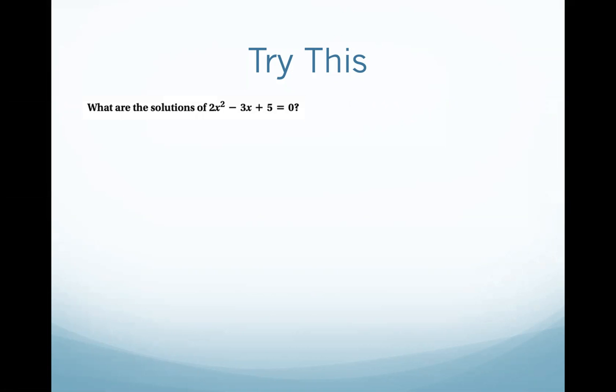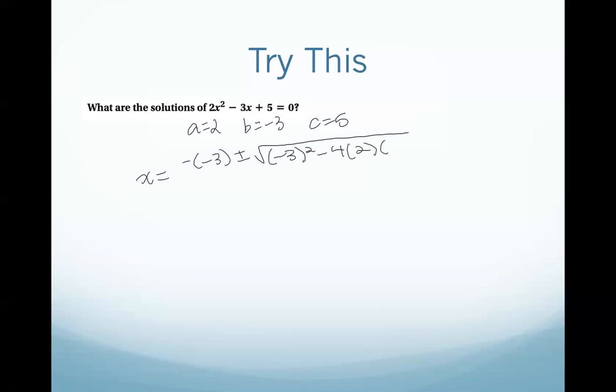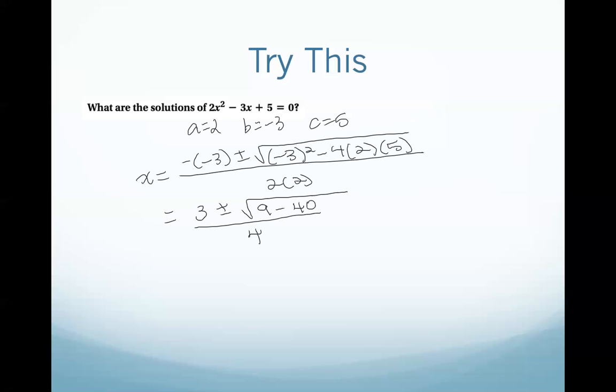So the first step is to label our a, b, and c. And then we're going to substitute it into our quadratic formula. x is equal to negative b plus or minus the square root of b squared minus 4ac, all over 2a. So here we get the negative of a negative is positive 3, plus or minus the square root of 9 minus 4 times 2 is 8, times 5 is 40, all over 4.